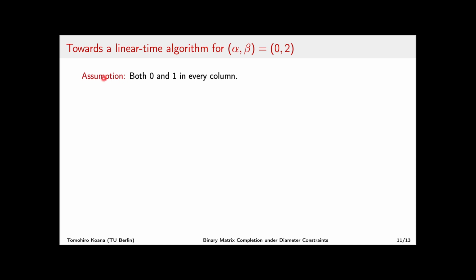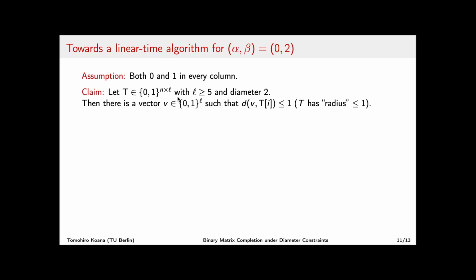Next, we develop a linear time algorithm for the case when alpha is equal to 0 and beta is equal to 2. First, we assume that every column has at least one 0 and at least one 1, because otherwise we can just delete the column. And so we analyze the structure of the hypothetical solution T, and suppose that the number of columns L is at least 5.